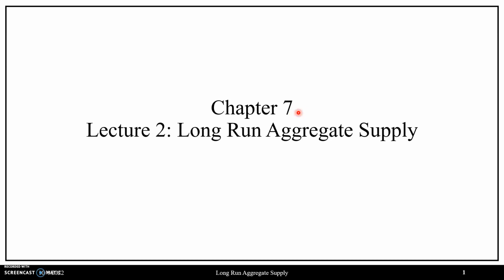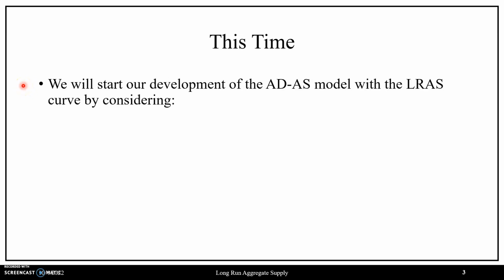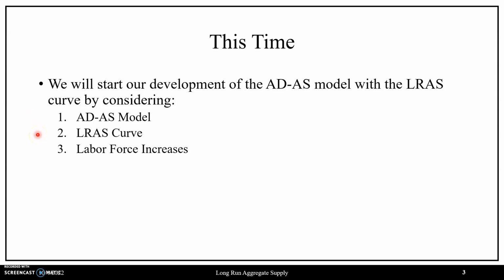In this video, we continue our discussion on Chapter 7, where last time we began our examination of business cycles. In this video, we will start our development of the ADAS model, beginning with the long-run aggregate supply curve by considering the ADAS model, the long-run aggregate supply curve, labor force increases, productivity increases, then concluding with a summary on the long-run aggregate supply curve.